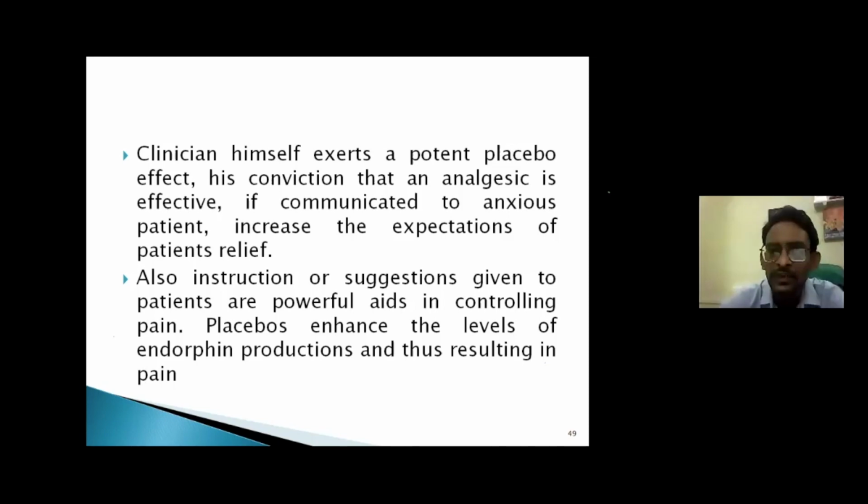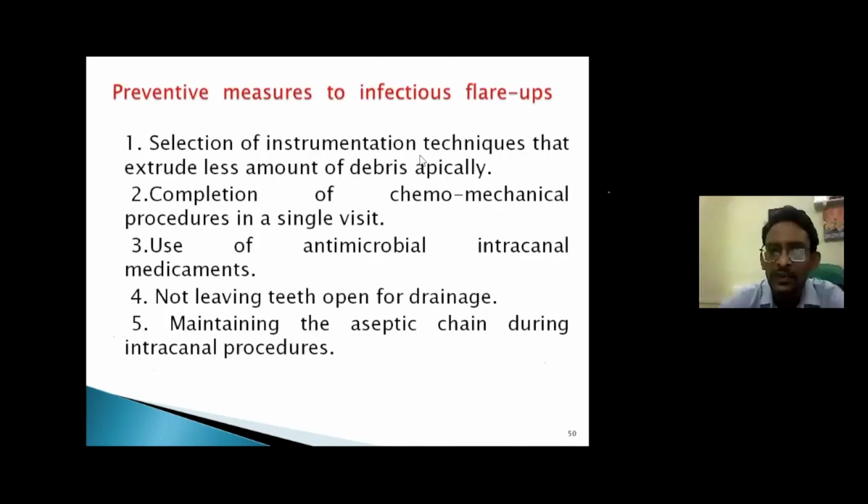Coming to the preventive measures for infectious flare-up in our clinical setup: selection of an instrumentation technique that extrudes less amount of necrotic debris from the apex, completion of chemomechanical preparation in a single visit, use of antimicrobial intracanal irrigants and intracanal medicaments. We should not leave the tooth open, or give open dressing, because it can cause reinfection or re-entry of microorganisms into a previously cleaned canal. Maintaining the aseptic chain, as you know, sterilization of the instruments is very essential. Application of rubber dam during root canal treatment is a very critical step in preventing any kind of cross contamination and infection.